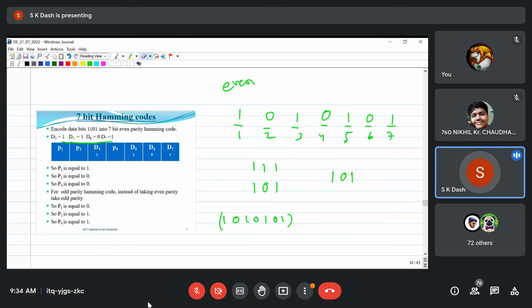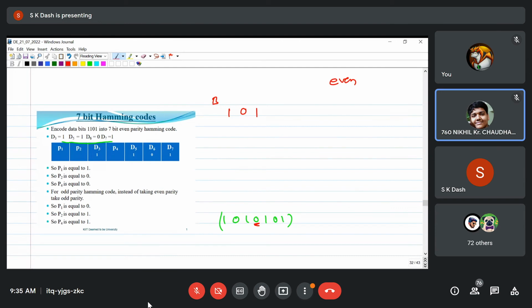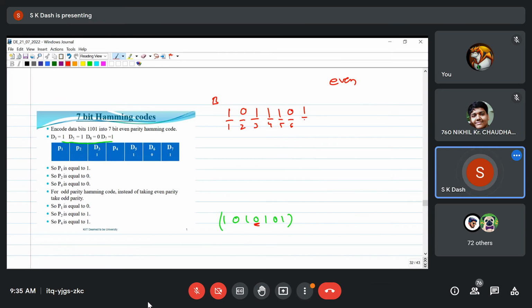Any particular place where you want the error? Which particular position? The 4th place. 4th place means this one. So in place B, what will you receive? 1 0 1, then 1, 1 1 0 1. So this is first, second, third, fourth, 5, 6, 7.